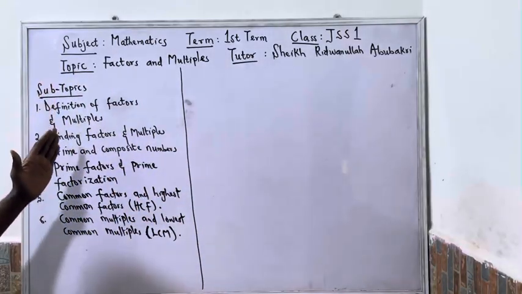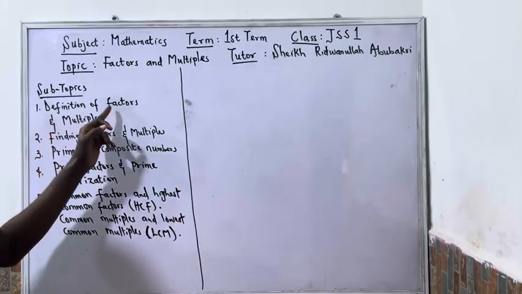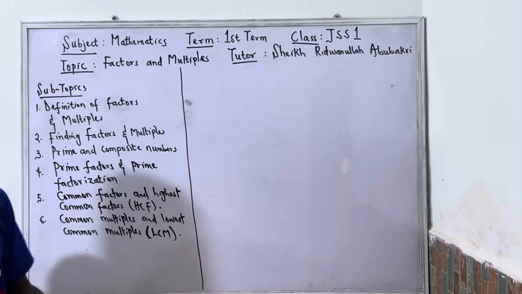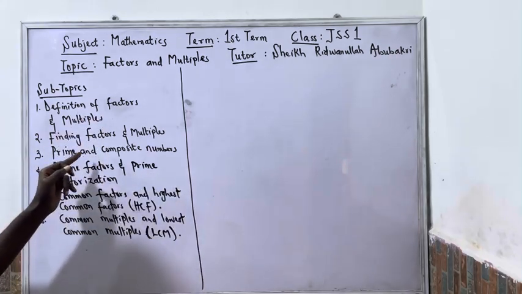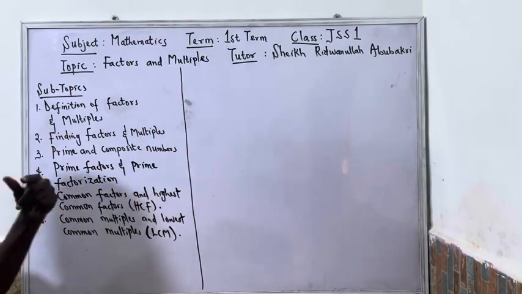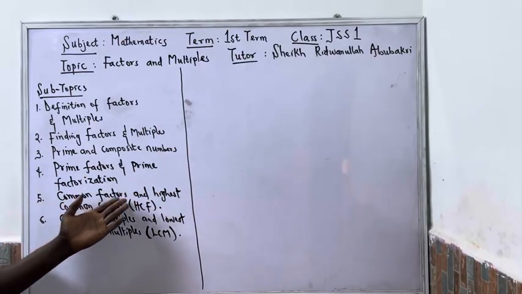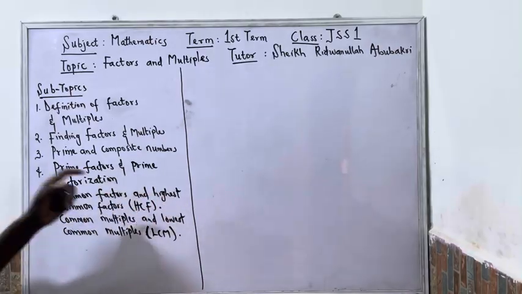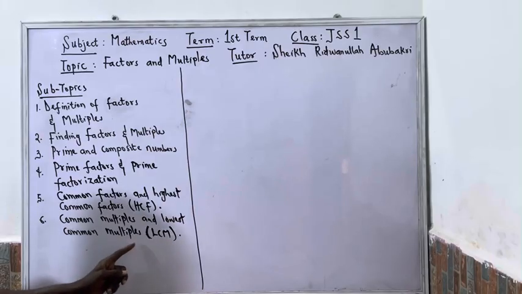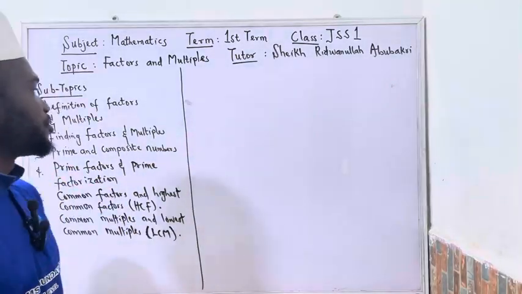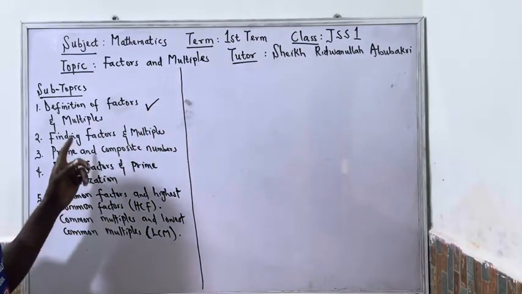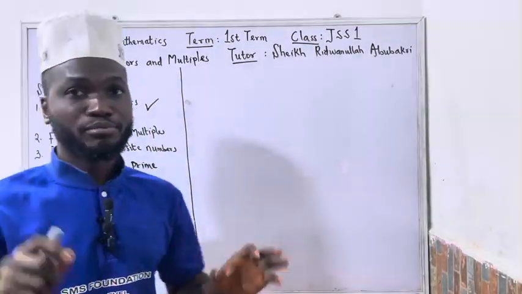So we are going to be looking at this subtopic, starting with definition of factors and multiples. Then how to find factors and multiples, prime numbers and composite numbers. Then we look at prime factors and prime factorization. Then we have common factors and highest common factors, which is HCF. We have common multiples and lowest common multiples, which is LCM. So right now we are going to begin with the first subtopic, which is definition of factors and multiples.